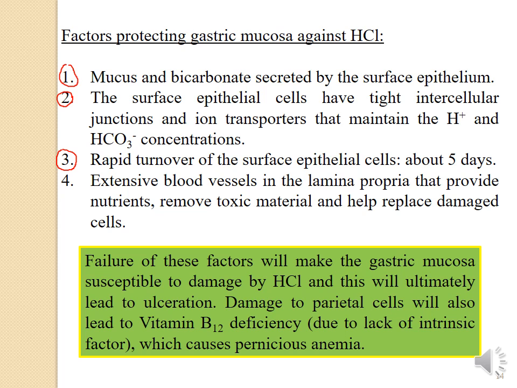Finally, we have extensive blood vessels in the lamina propria, the underlying connective tissue. This provides nutrients, removes toxic material, and helps replace damaged cells. So these are factors that protect the gastric mucosa from the harmful effect of hydrochloric acid. Failure of these factors will make the gastric mucosa susceptible to damage by the hydrochloric acid, and this will ultimately lead to ulceration. Damage to the epithelium is called ulceration.